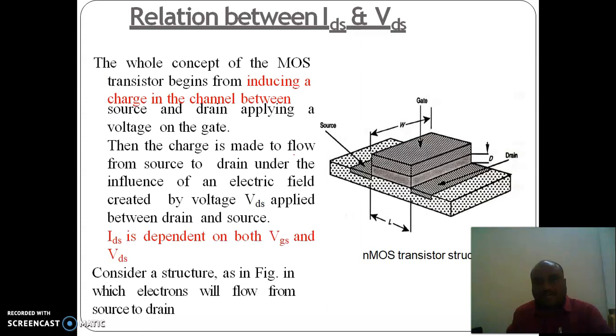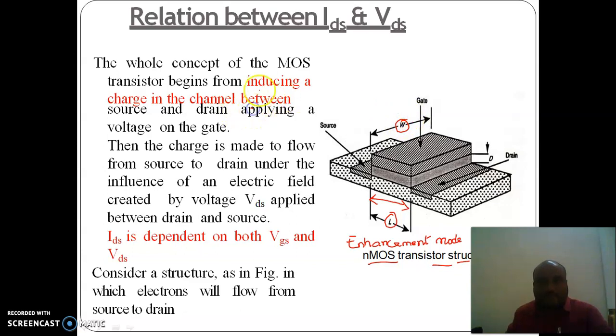Coming to the relation between IDS and VDS, consider the structure shown in the figure, that is the NMOS enhancement mode transistor structure, whose operation we discussed in our previous lecture. The dimensions of the device to be taken into consideration are: L, the length of the channel, that is the distance from source to drain under the gate, and the perpendicular lateral direction, which is considered as the width of the channel.